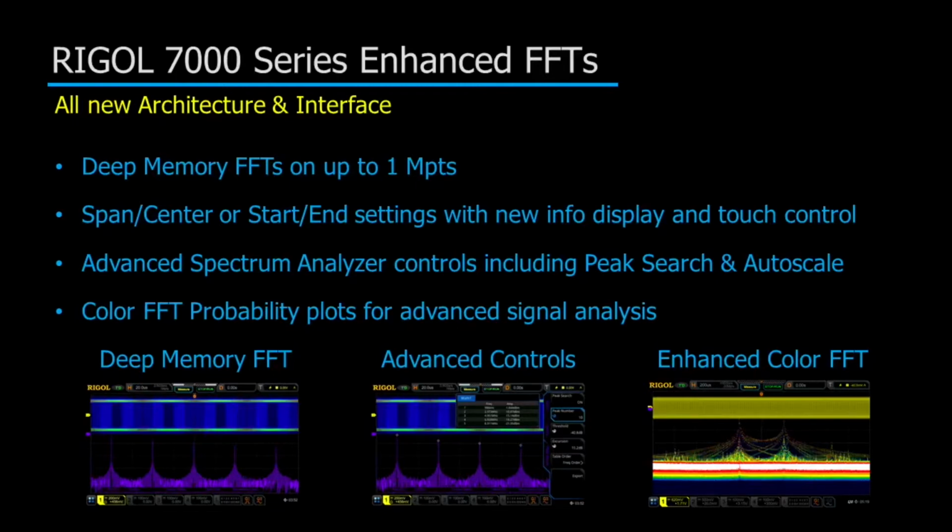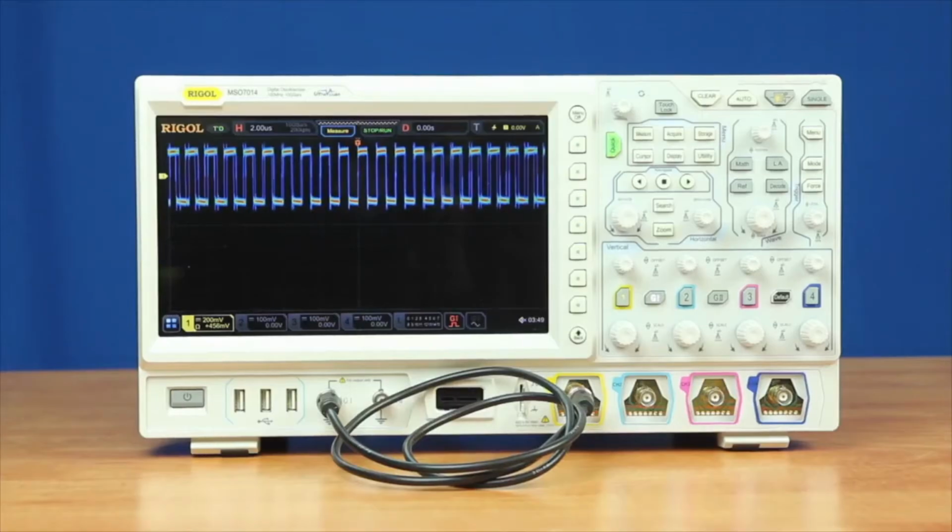Second, the touchscreen and frequency domain controls and display tips make adjusting this data quick and easy. These include span center or start-end set points, peak searches, and auto-scaling. Finally, the addition of Keller FFT probability plots makes advanced analysis, usually reserved for a spectrum analyzer, possible on your oscilloscope. Let's take a look at how each of these advances improves debugging with the scope.